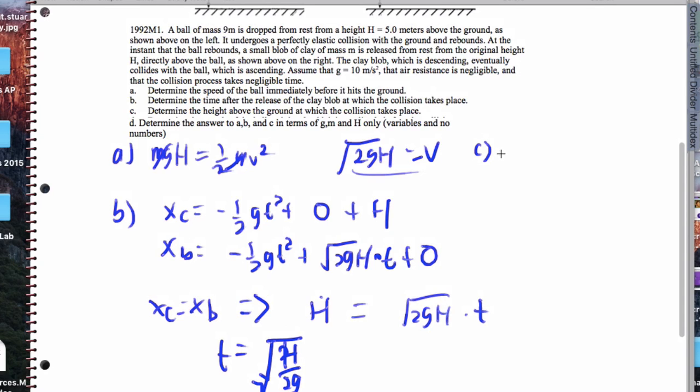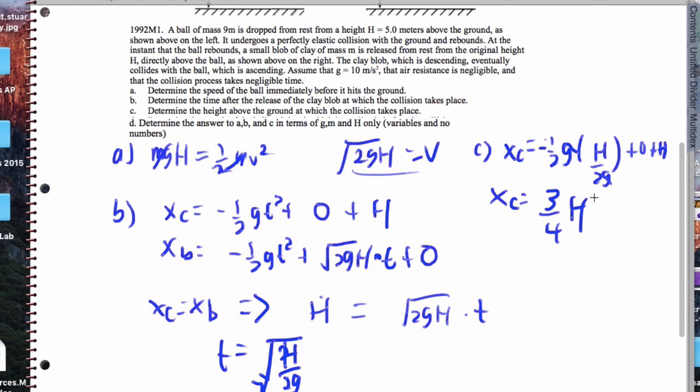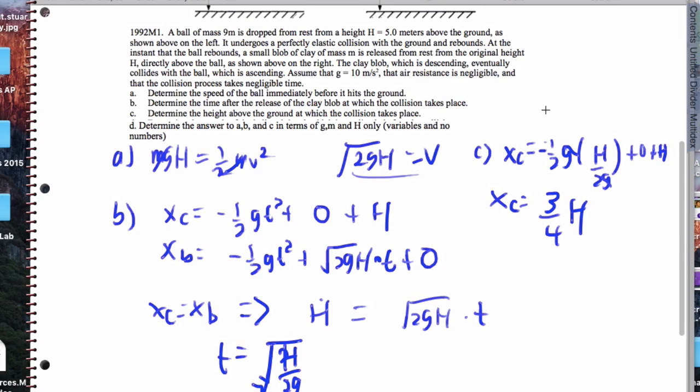I will use formula C, so x of the clay is -1/2 g times t squared, where t squared is h over 2g, plus 0, plus h at the end. And so when we simplify this, the g's will cancel, and they will hit each other at 3/4 of the original height at which we dropped the clay.